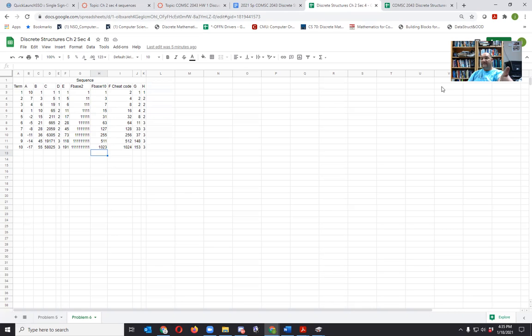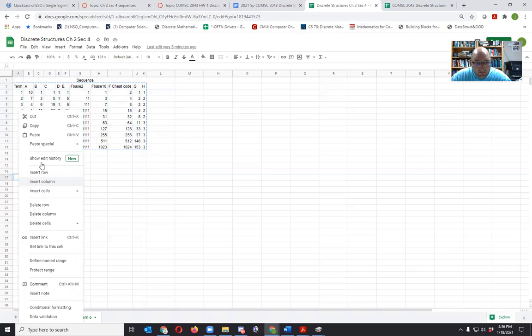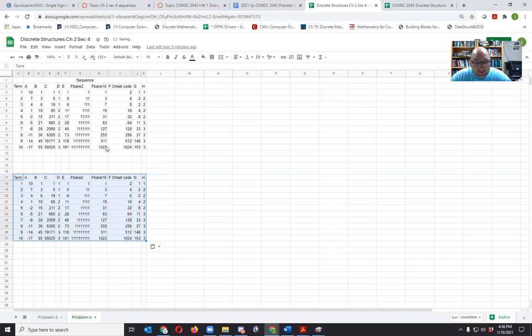Part D, an Excel spreadsheet like this works great. If I was making my own notes, I don't know for sure how to do this in a Google Sheet, but there's usually a way that, instead of showing the numbers themselves, you can show formulas. So what I would do is copy this, and then do paste special, values only.